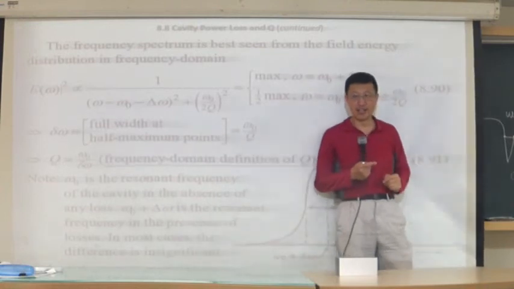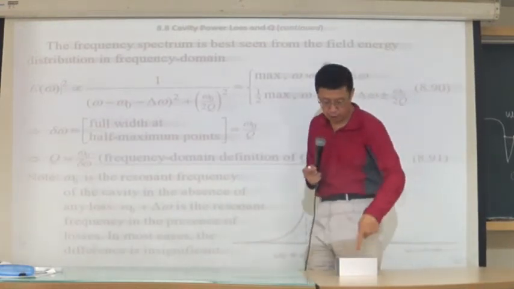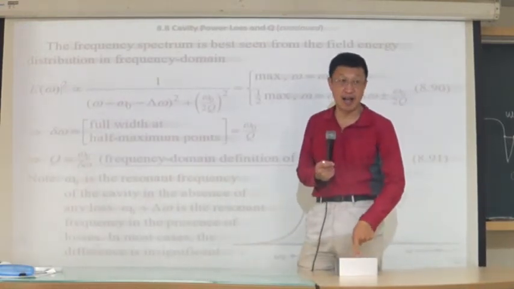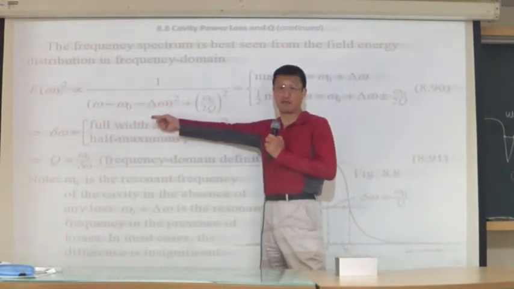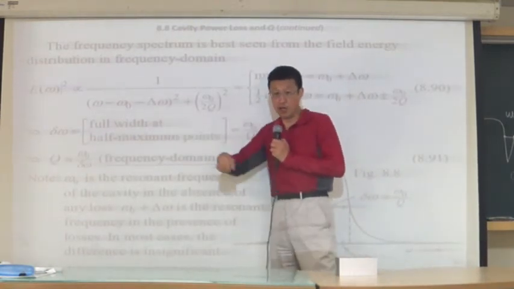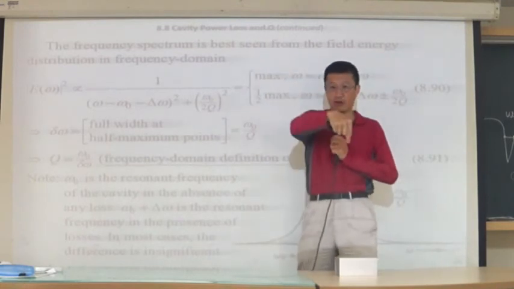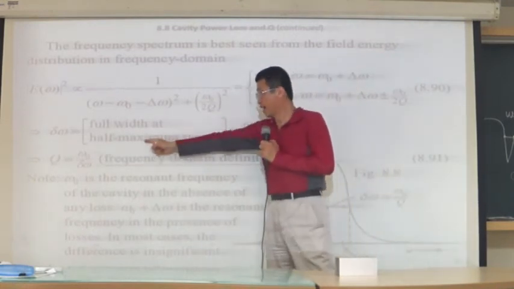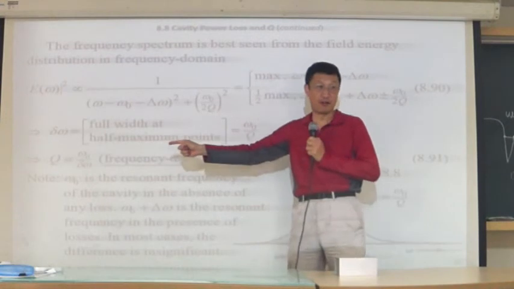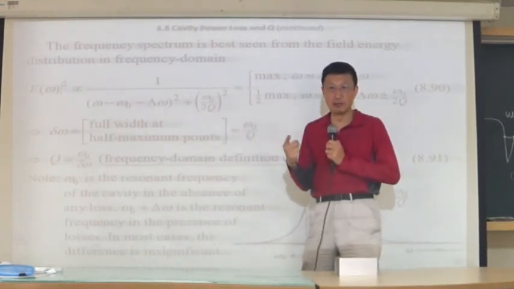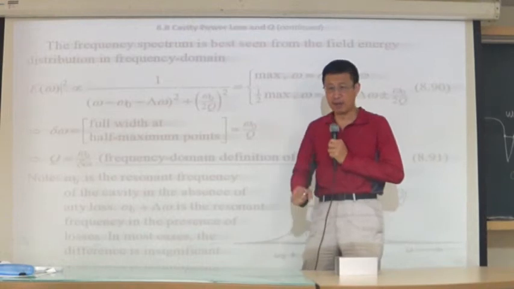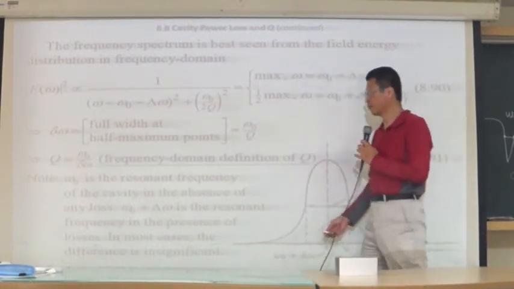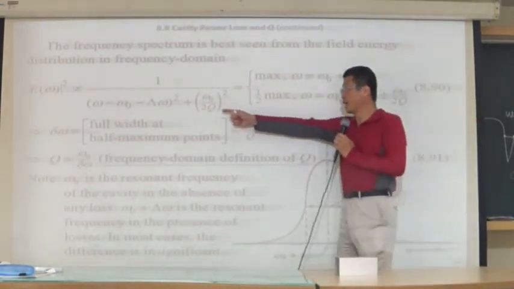Or you have another technique. You put a detector inside and detect the intensity of the field, and you measure the highest field to find the maximum field. Then you can determine the full width at half maximum. Many techniques. Okay. That's the ideal case.